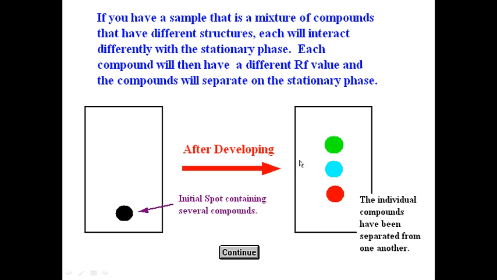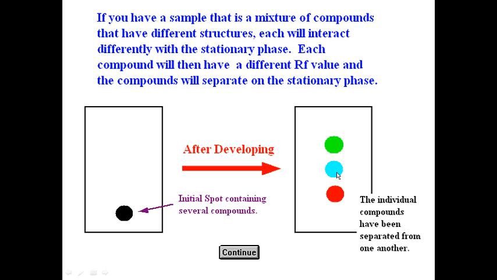So the components will essentially move up the plates at different rates depending on their polarity and how much time they spend dissolved versus how much time they spend stuck to the plate. So what we'll do for TLC is we'll place a spot of that component onto a TLC plate, we'll develop it, and if we see multiple spots, then we know the sample wasn't pure, it had a mixture. If we see a single spot, then a couple of things could be the case.